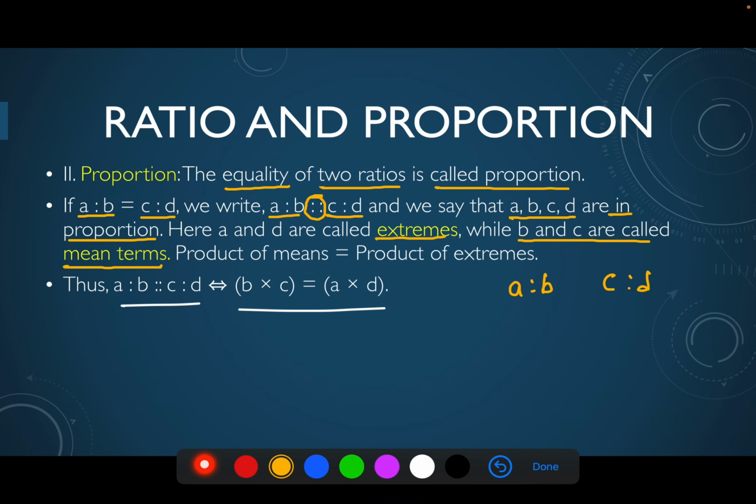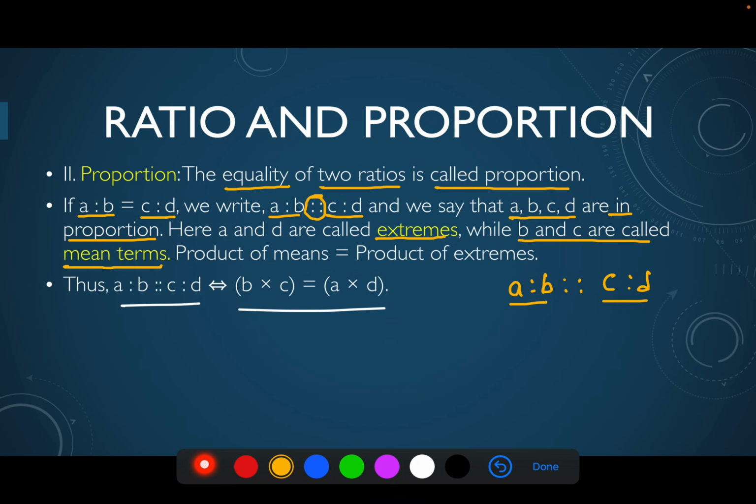A is to B and C is to D. These are 2 ratios. Here 1 ratio, here 1 ratio. Again, these both are having another ratio. This is called a proportion. So here we got the concept called ratio and proportion.